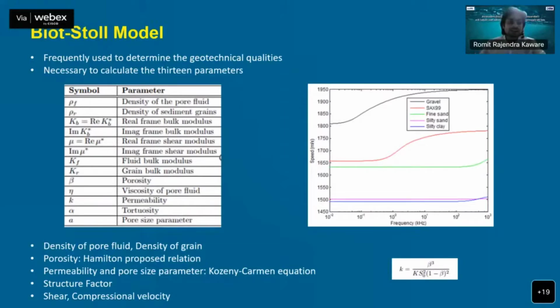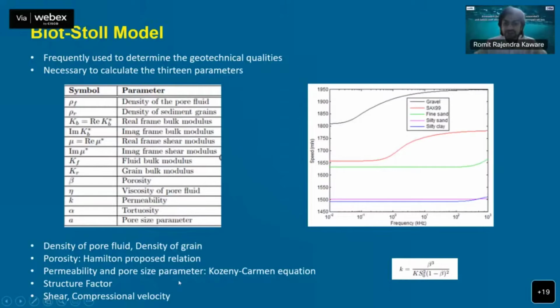Now we must know that while predicting the properties using the Biot soil model, 13 parameters need to be calculated, which are shown in the table here. They include the density of the sediment and of the fluid, the bulk modulus, viscosity, porosity, and permeability. All these are calculated using various empirical relations and expressions given by various authors through extensive research.